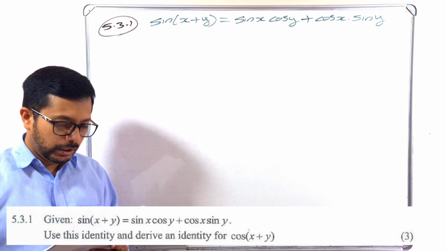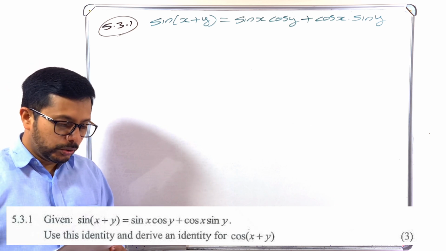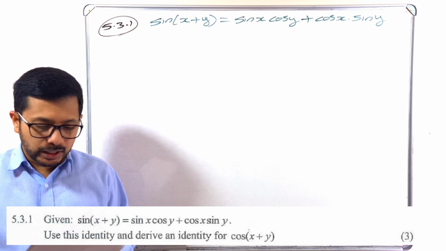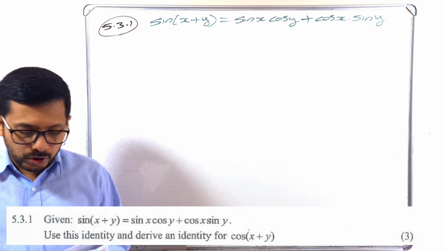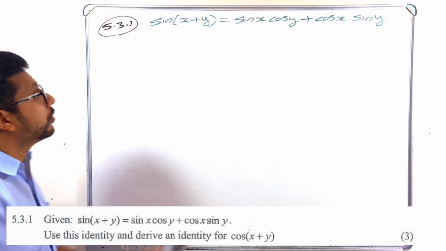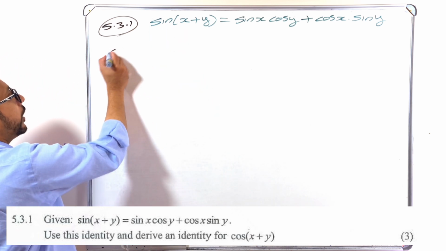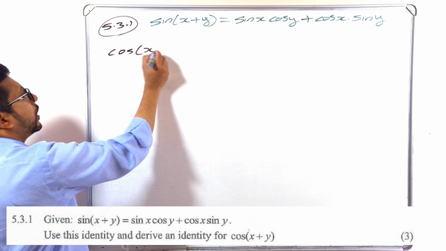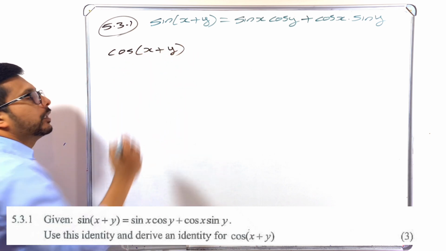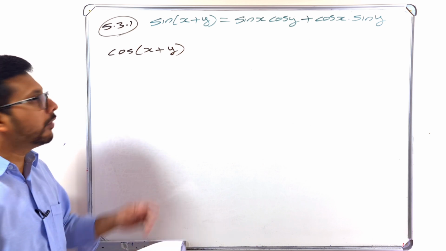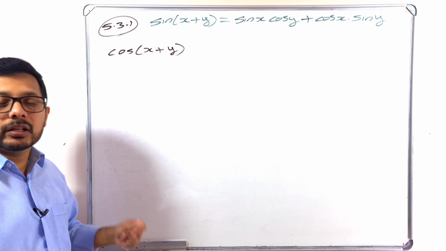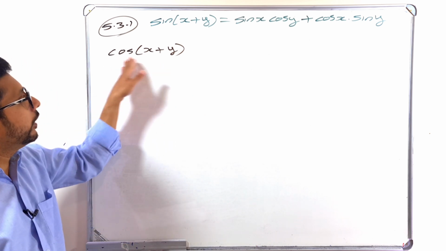Then based on that, use this identity and derive an identity for cos of x plus y. So you have to use this one to derive an identity for cos of x plus y. That is the question. Otherwise, we already studied an identity for this.